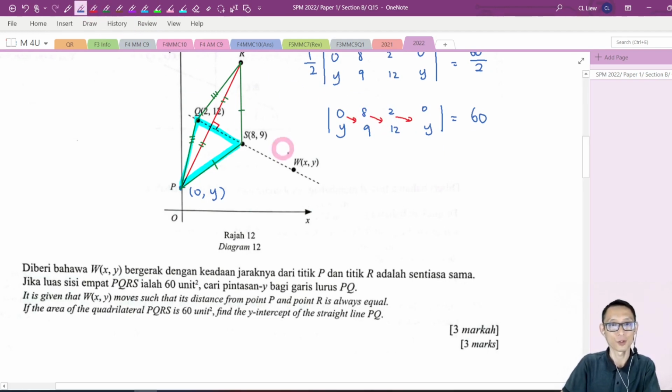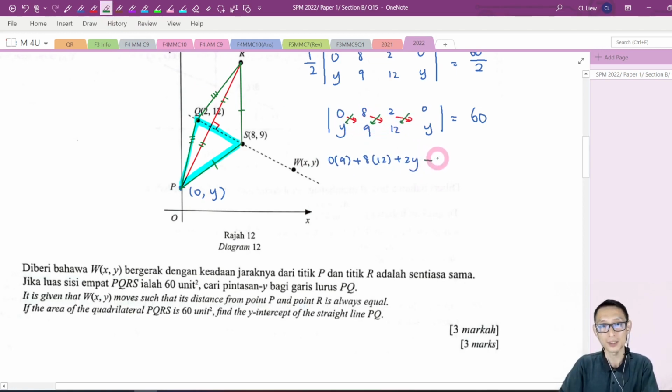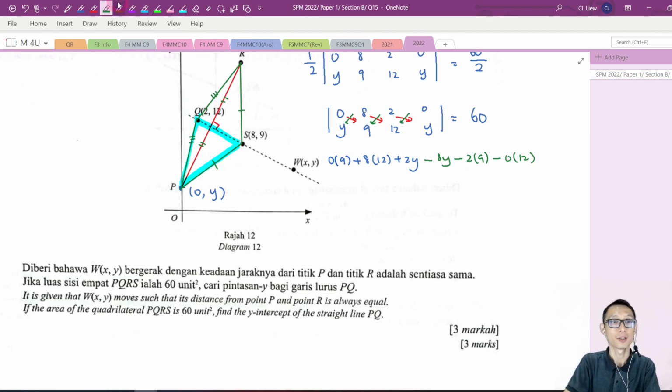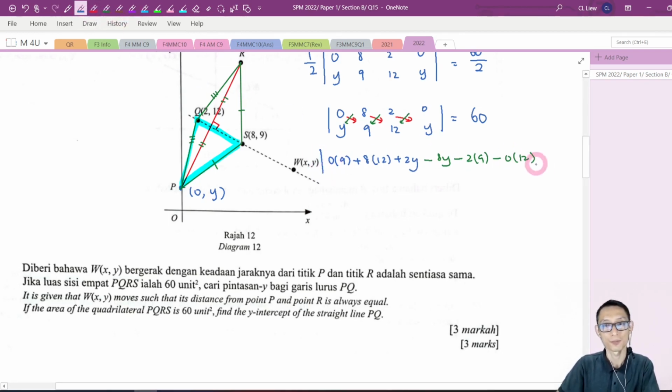Okay, so 0 times 9 plus 8 times 12 plus 2 times 1. And then for this part, all will be using minus. Minus 8y minus 2 times 9 minus 0 times 12. Okay, this is equal to, and don't forget we have the modulus sign.